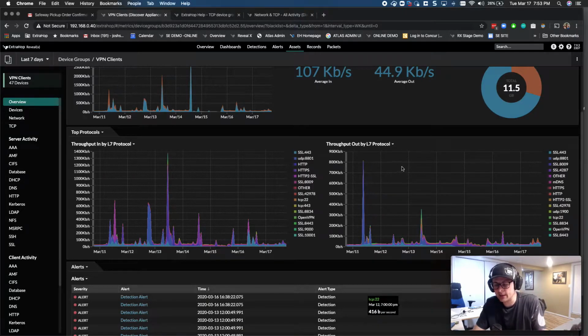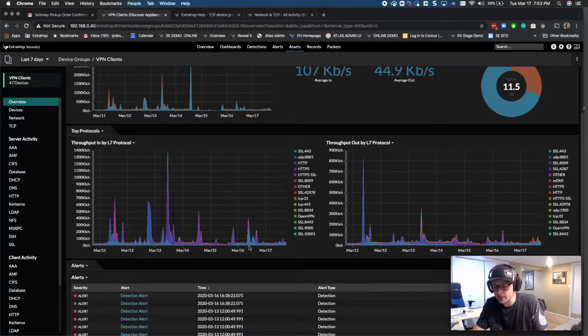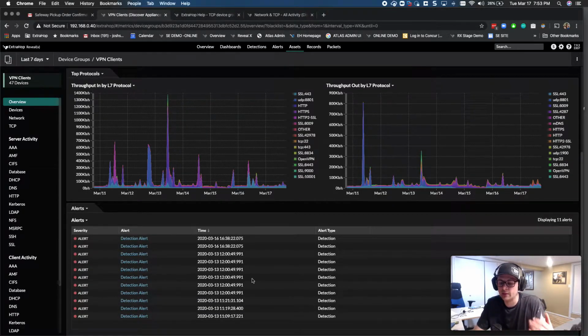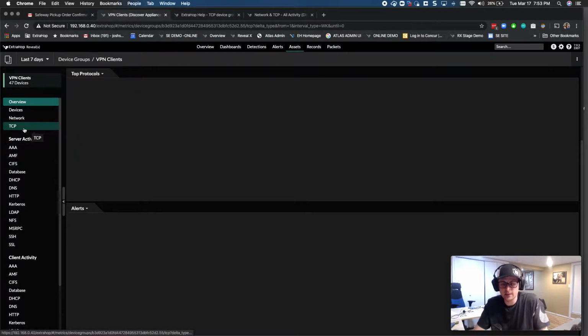I'm able to see for the last 7 days who's connecting and what type of bandwidth they're using. Do I have a big spike in bandwidth of SSL or HTTP? How are the applications getting hit? I can have my alerts set up for things like round trip time and other things. But today we're going to spend a little time in TCP.